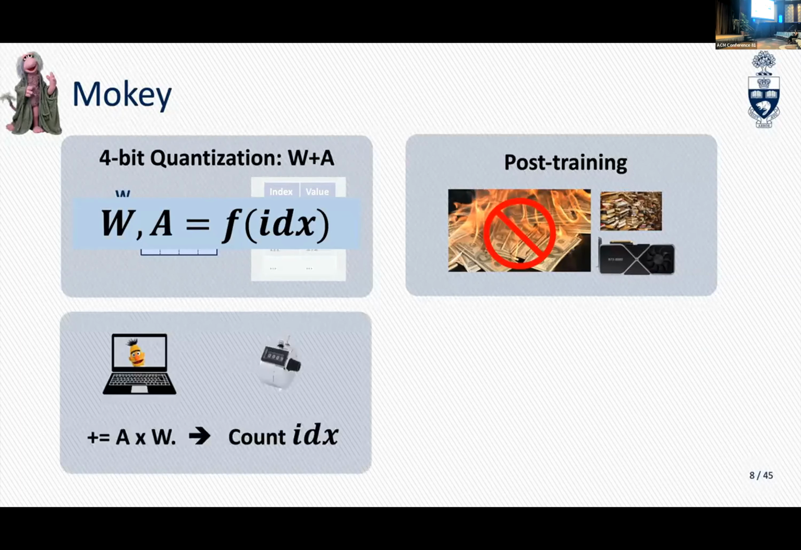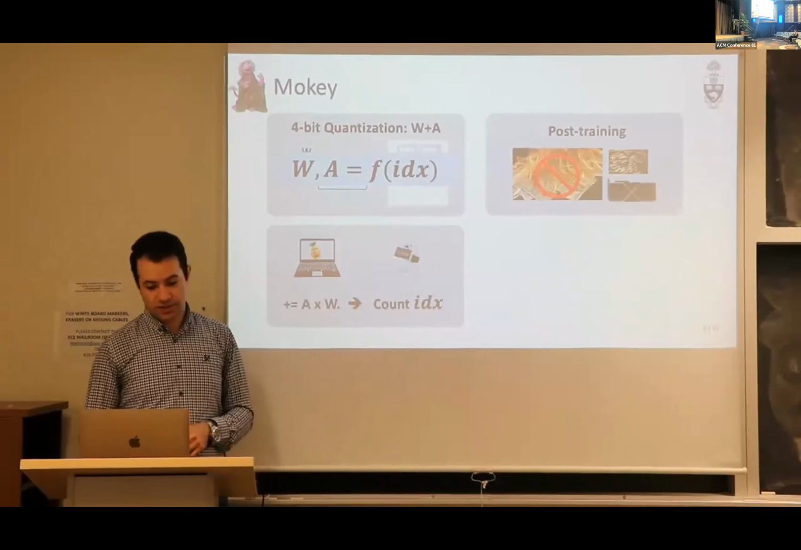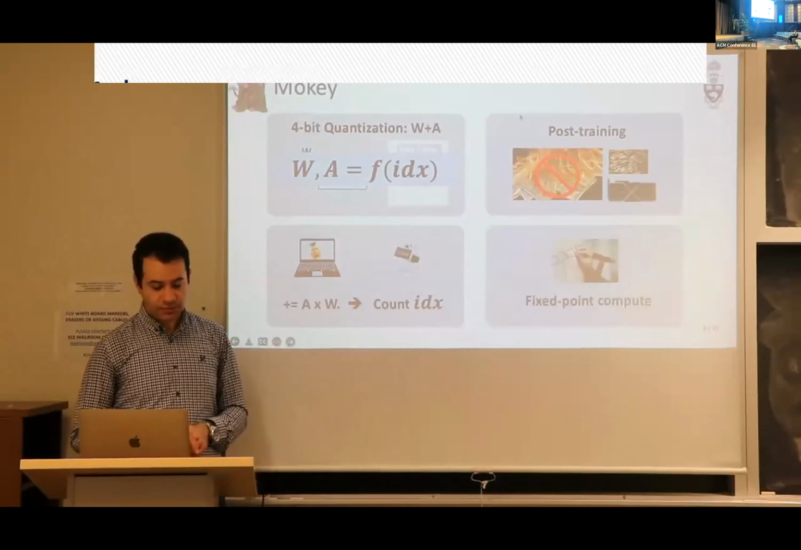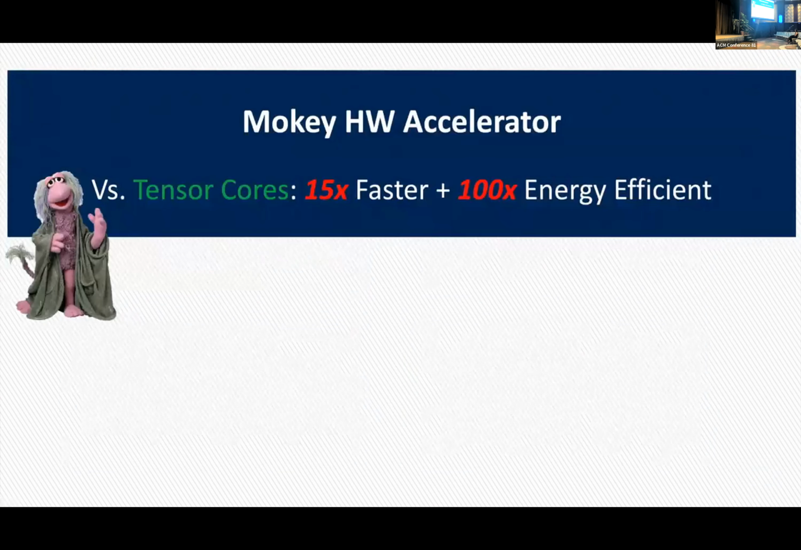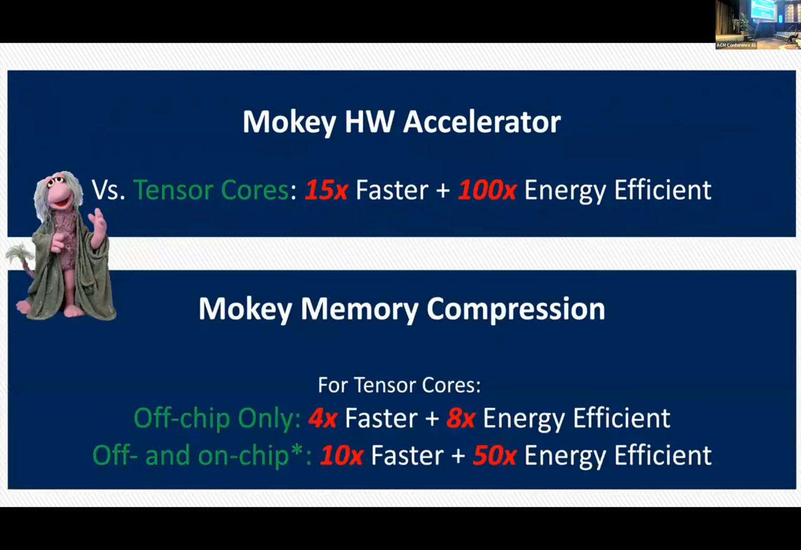Another thing about Mokey is that it replaces MAC operations with counting, and you will see that this is very effective in reducing the energy consumption of the model. And finally, the computation is done in the fixed point domain. We show two use cases for Mokey. First, the Mokey hardware accelerator, which compared to Tensor Cores can be up to 15 times faster and 100 times more energy efficient. And also, Mokey can be used as a memory compression technique along with other accelerators to improve their performance and energy efficiency.